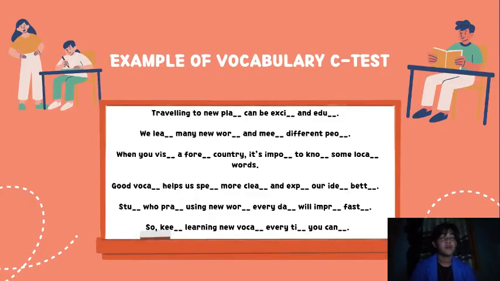Example of vocabulary C-test. This C-test focuses on vocabulary. The missing letters help test how much vocabulary students know and how well they can use it in context. They must fill in words like places, exciting, foreign, or express. The goal is to check their word knowledge, spelling, and meaning. This kind of C-test helps students practice using new words in natural sentences.